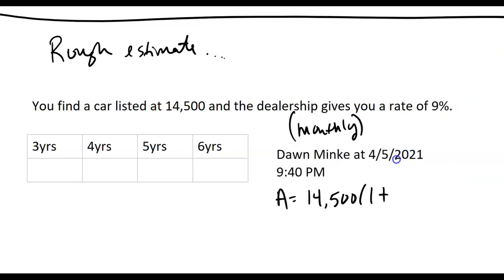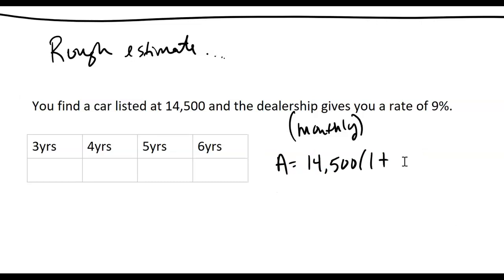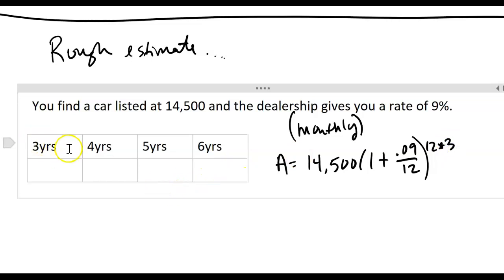So 0.0, oh my God, I don't know what just happened. I hit a button and things went crazy. How do I undo this? Control Z, Control Z. Okay, so then we have our rate of 0.09 over 12, and then to the 12 times 3 power, because we're looking at how much to pay it off in 3 years versus 4, 5, and 6.